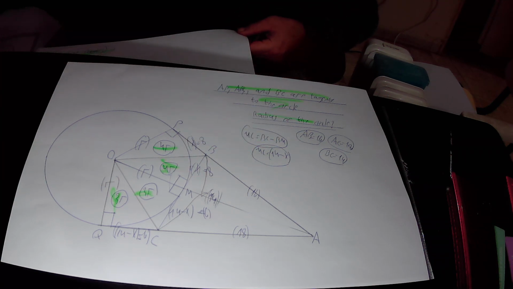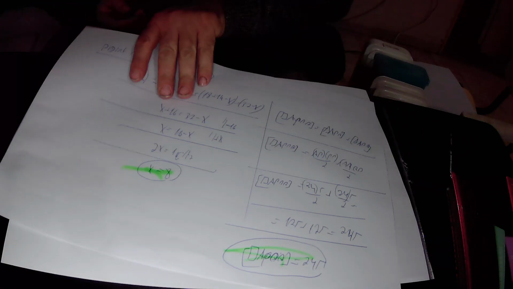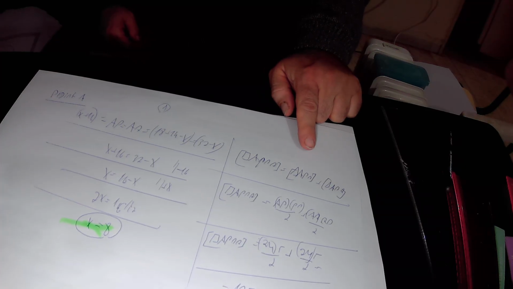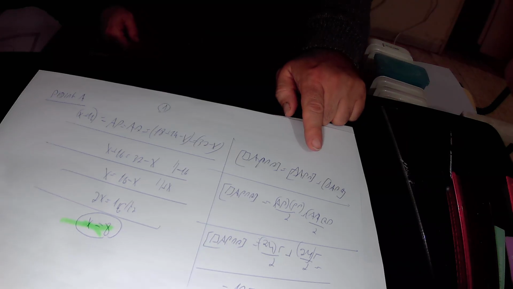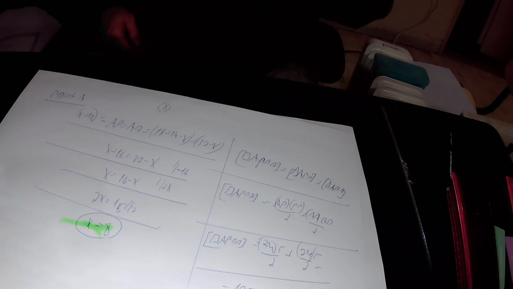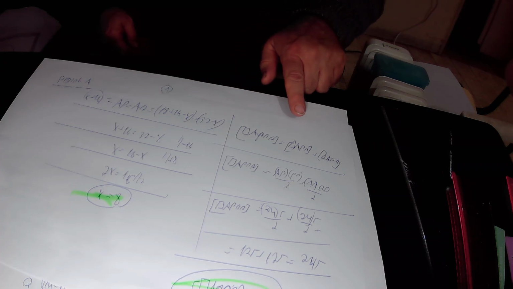Again, in total, the area of the big quadrilateral APOQ must be equal to the sum of the areas of the two components that it consists of. The first component is triangle APO, plus the area of the second component, that is the area of triangle AQO. So the area of quadrilateral APOQ equals the area of triangle APO plus the area of triangle AQO.